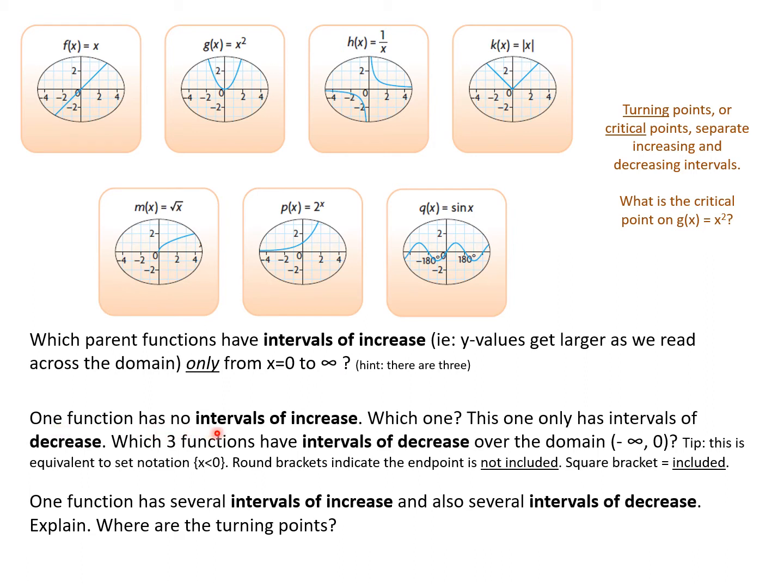There's one function that has no intervals of increase, and we already talked about this one. This is the reciprocal function. This one is decreasing from negative infinity to 0, but then actually at 0, it's neither increasing nor decreasing. It doesn't exist because of the asymptotes. So we kind of hop over and then we go just to the right of 0, like 0.00001, and then it's decreasing here. So it has no intervals of increase. It's decreasing on all its intervals. This one only has intervals of decrease.